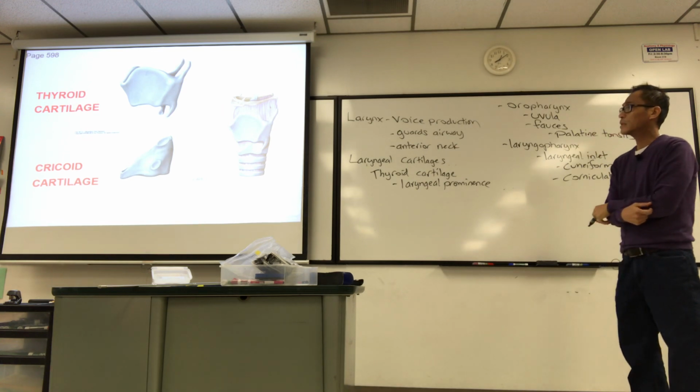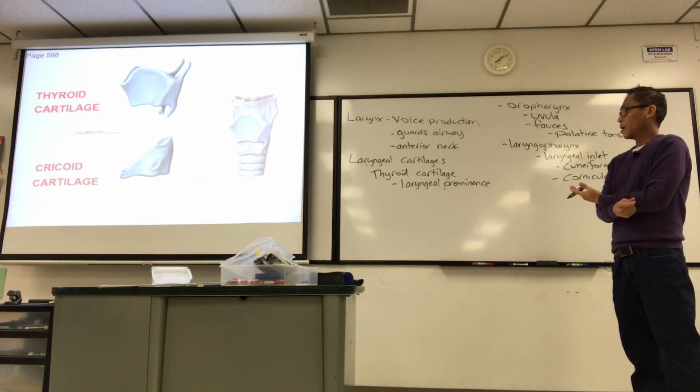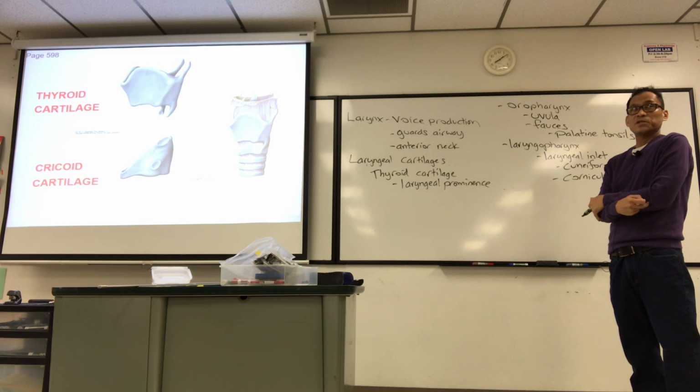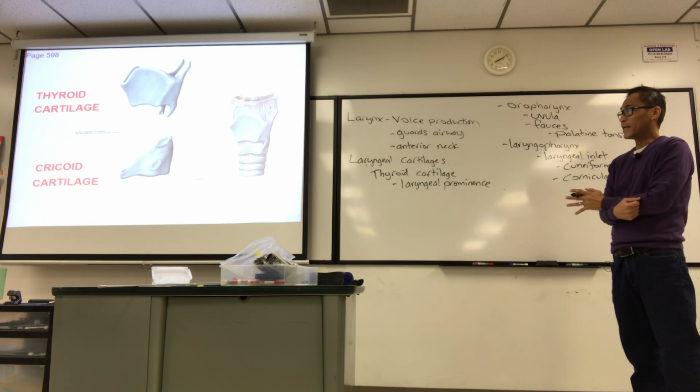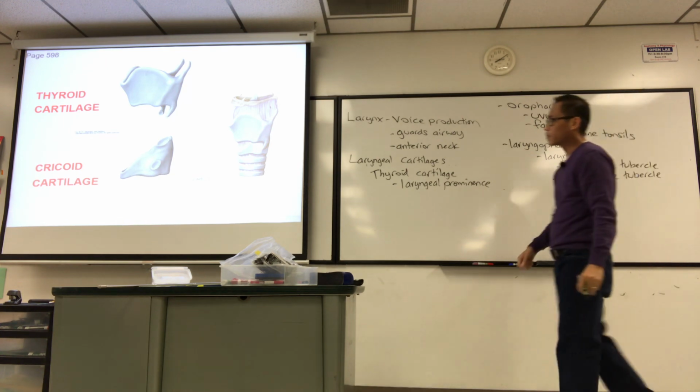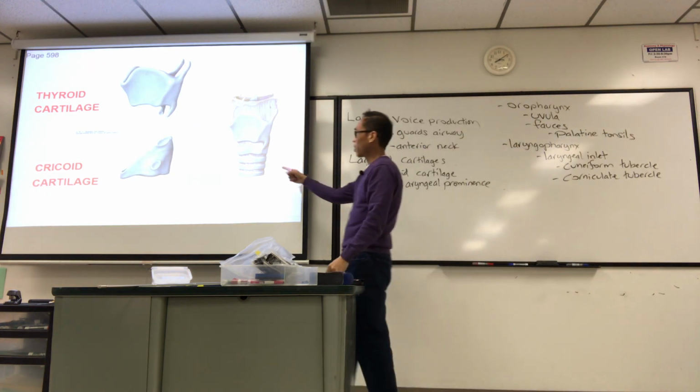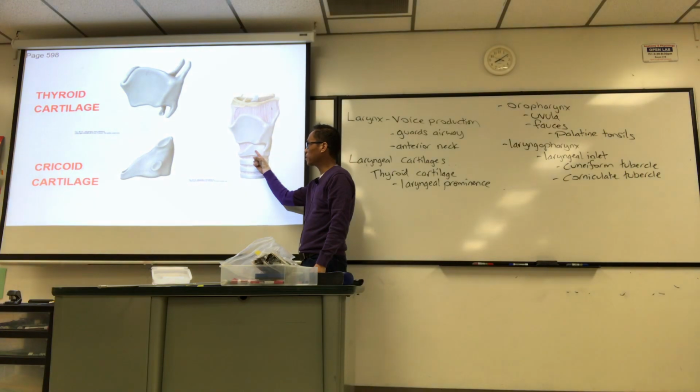Adam's apple. Women have it too, just not as pronounced. But laryngeal prominence is what we call it in an anatomy class. Now, look at the cartilage right below it. It's partially obscured by the thyroid, but that's it isolated.